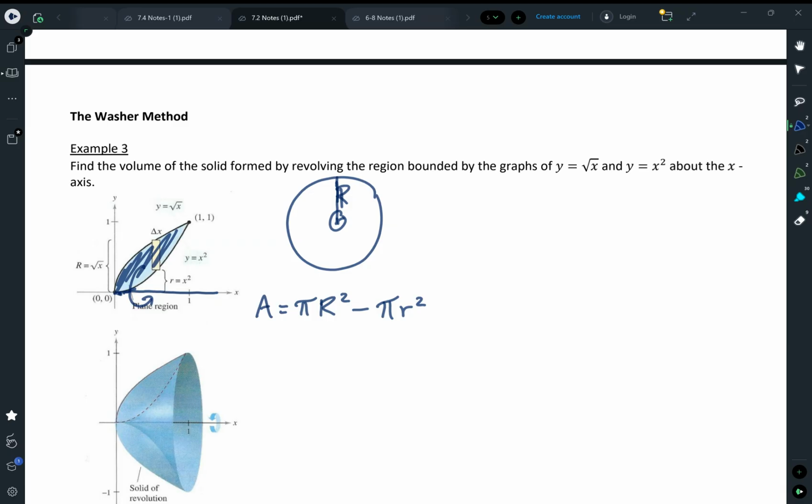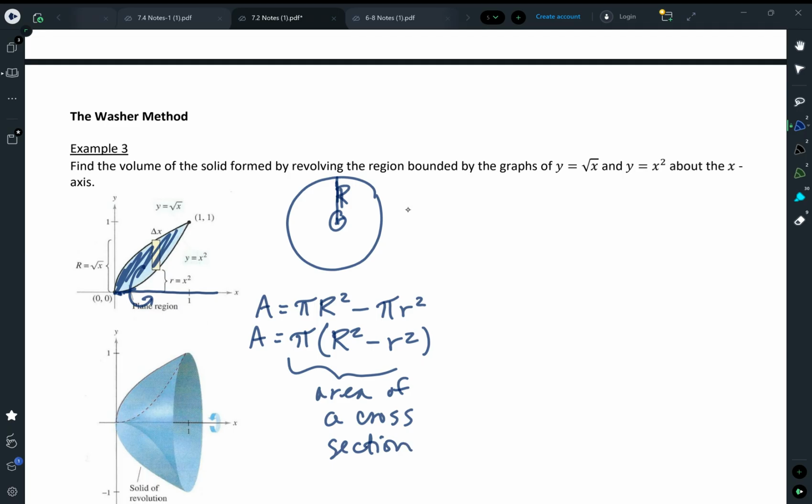All right, so I could simplify this, or maybe simplify is not the right word. I could factor it, and write the pi in front, and then I have big R squared minus little r squared. So this is now my area of a cross section. That's what I'm going to be integrating. So to find my volume, I'm going to be integrating that crazy looking pi big R squared minus little r squared all the way from 0 to 1 along my x-axis.